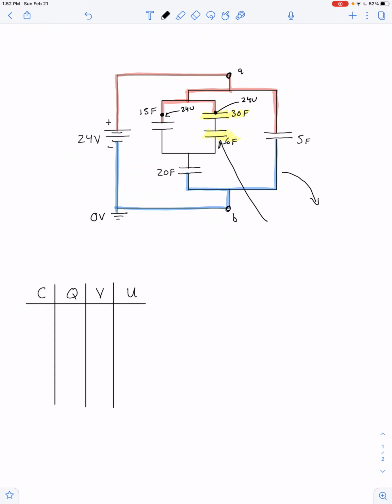So does that mean the voltage for the 30 farad capacitor is 24 volts? No. Voltage is not just the electric potential at the positive plate, it's the difference in the electric potential between the positive and negative plates, and we don't know what the electric potential is at this point. Heck, we don't even know what it is at this point, right? So we'll figure this out as we reduce the circuit along the way.